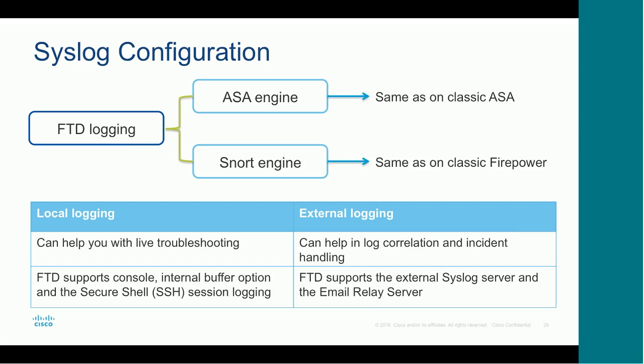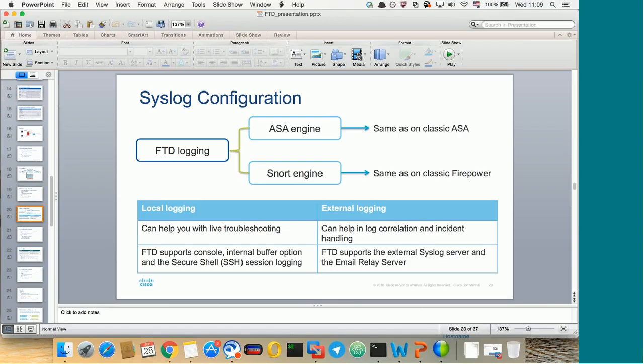FTD supports the external syslog server and email relay server. We have two levels of logging on FTD: ASA logging, which derives from classic ASA, and Firepower logging, which is the same as on classic Firepower. Now let's go back to our FDM.